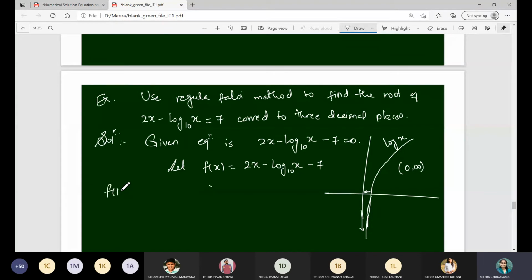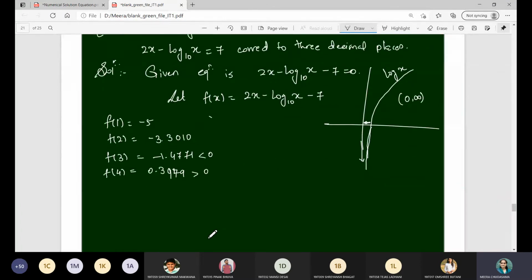So f of 1 will be -5. F of 2 when you consider, then it will take value minus 3.3010. F of 3 if you consider, then it is minus 1.4771. And f of 4 will be nothing but 0.3979. So here it is less than 0, here it is greater than 0, right? So therefore root lies in 3 to 4.